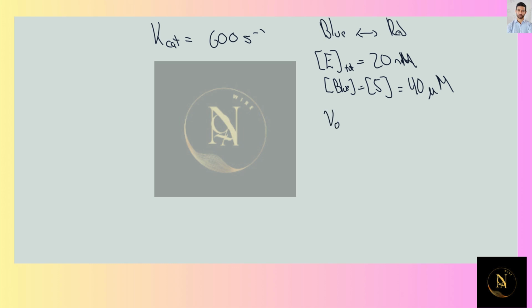We're also told that the initial velocity for the reaction is 9.6 micromolar. The unit is not stated, but it should be micromolar per second. Remember that we are going to use the Michaelis-Menten equation. Under the conditions where the concentration of the substrate is much smaller than Km, the initial velocity becomes the catalytic constant divided by the Michaelis constant, times the concentration of the substrate, times the total enzyme concentration.